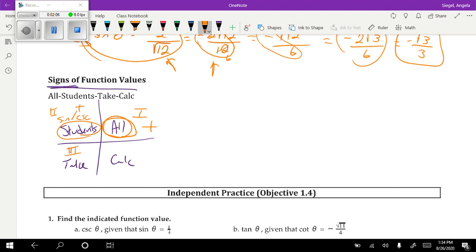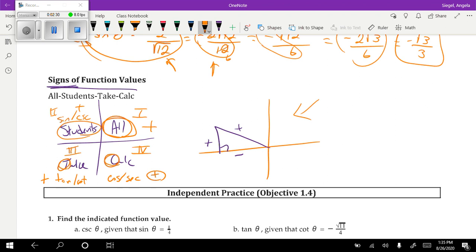In quadrant 3, that T stands for tangent. So tangent and cotangent are going to be positive. Everything else is going to be negative. And then finally in quadrant 4, the C in calc stands for cosine and its reciprocal secant. Those are going to be positive and everything else is going to be negative.